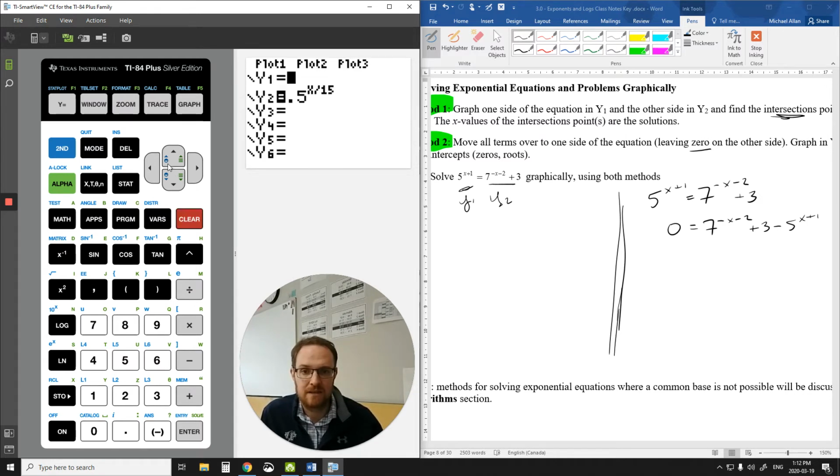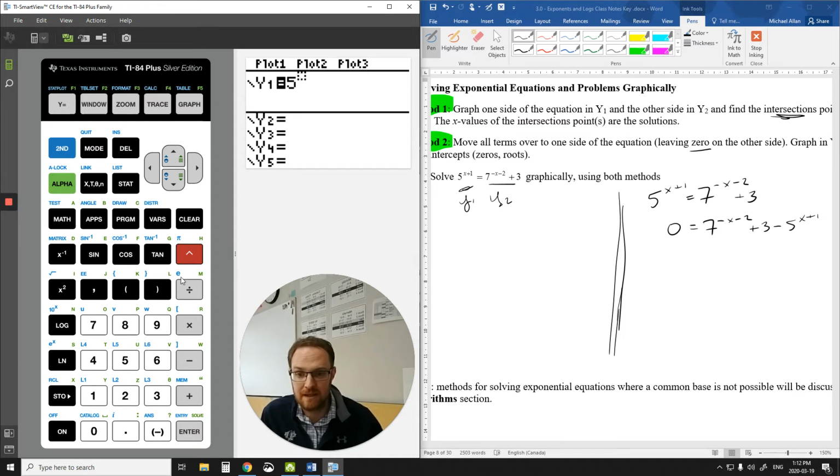And if there's anything in your calculator, might as well just clear it out. So let's start off with the first method here, just graphing the two individual equations separately. Now remember, if you have the older style of calculator, make sure you put the exponent in brackets.